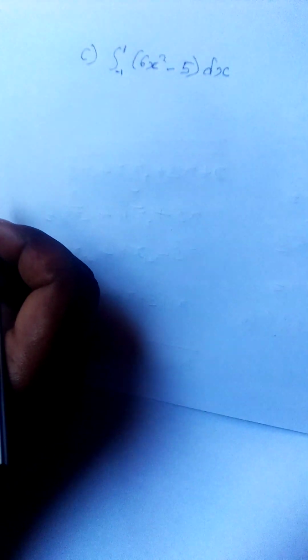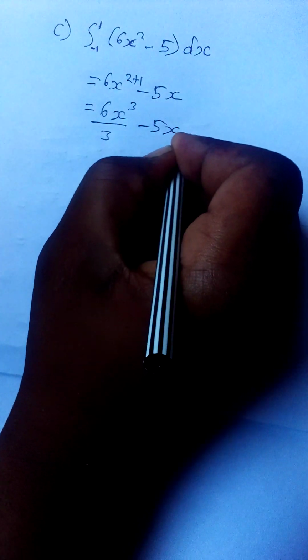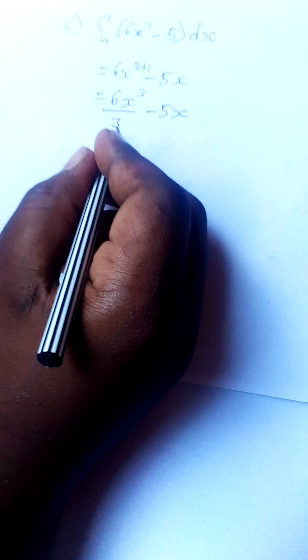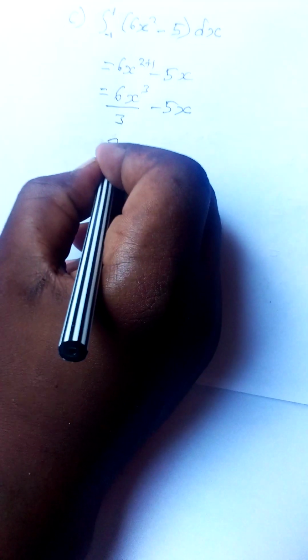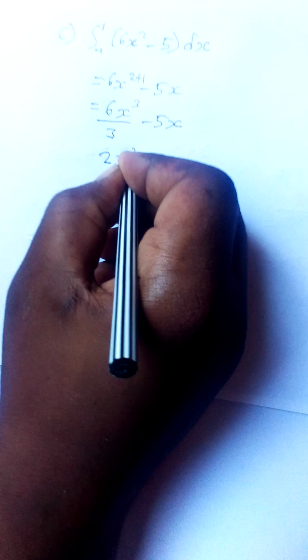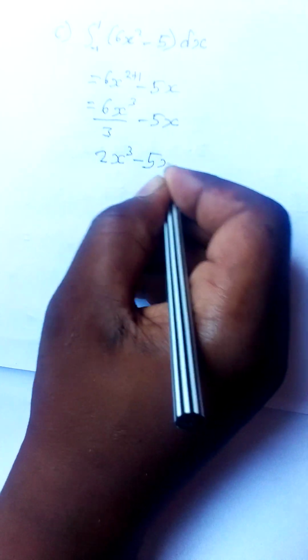This is what you do. You follow that same procedure that we did, by saying this will be equal to 6x to the power 2 plus 1 minus 5x. Then this will be equal to 6x to the power 3 over 3 minus 5x. 3 into 3, it is 1. 3 into 6, it is 2x to the power 3 minus 5x.